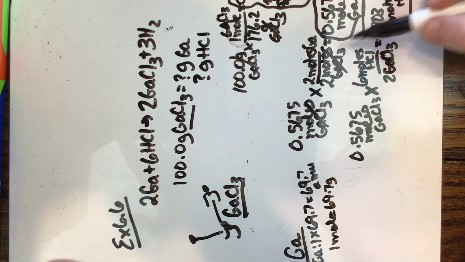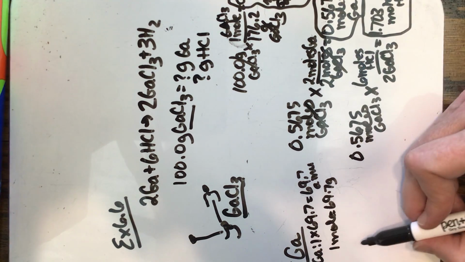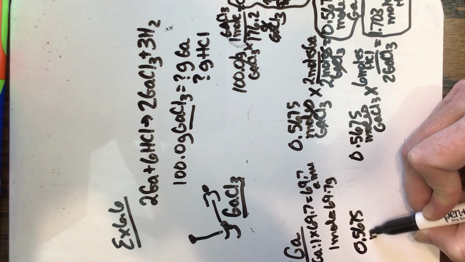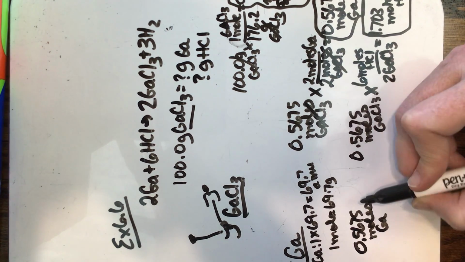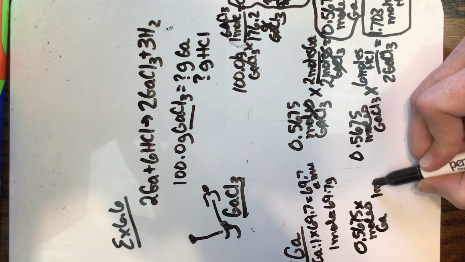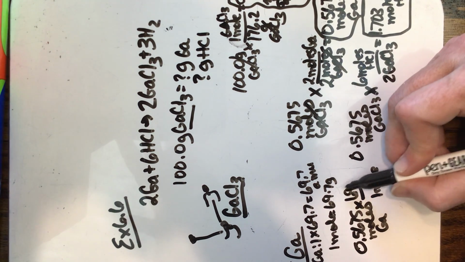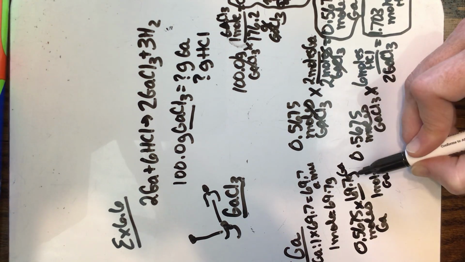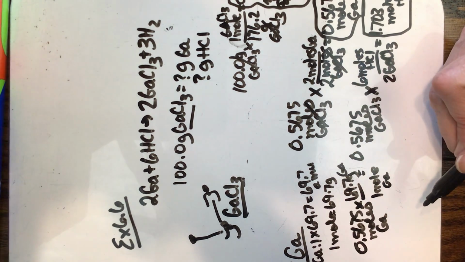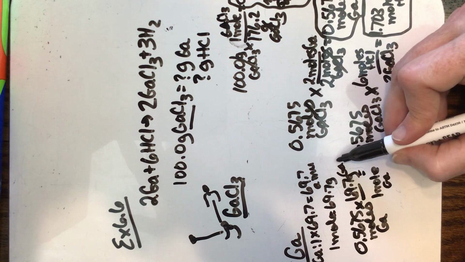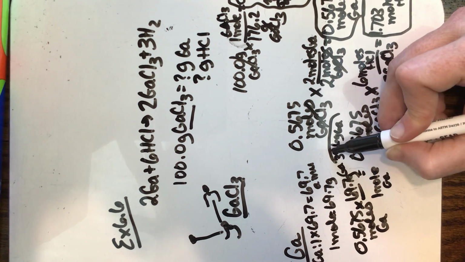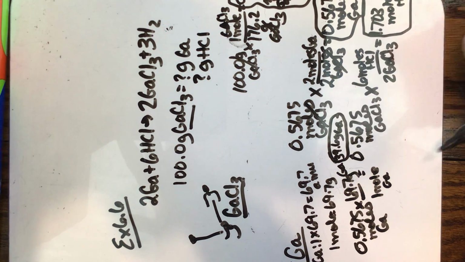So now I can convert this number. I can say 0.5675 moles of Ga times 1 mole on bottom, 69.7 grams on top, equals, and I multiply that out and I get 39.6 grams of Ga. I'm sorry, that's running into the other writing, but 39.6 grams of Ga.